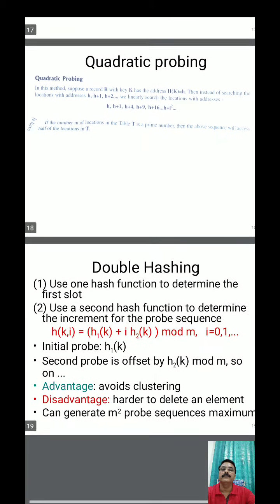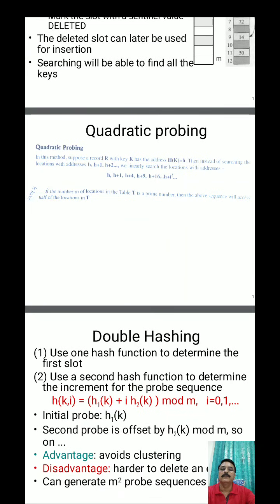Double hashing. Number 1, use one hash function to determine the first slot. Number 2, use a second hash function to determine the increment for the probe sequence. That is, h of k comma i equals h1 of k plus i times h2 of k, mod m, where i is equal to 0, 1, and so on. The initial probe is h1 of k, the second probe is offset by h2 of k mod m, and so on.